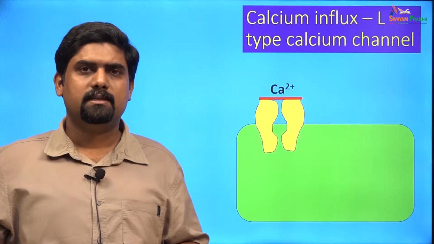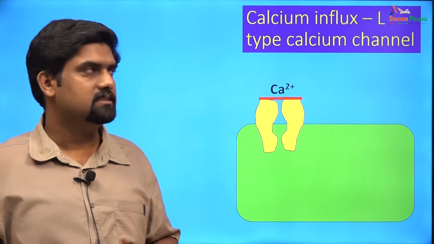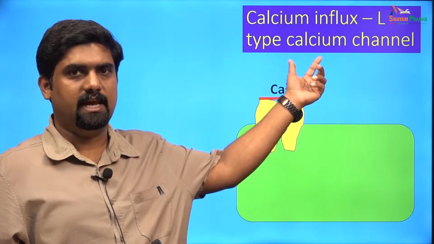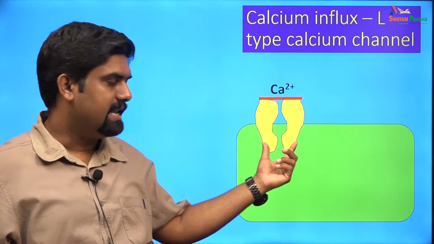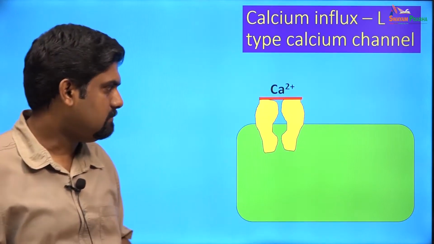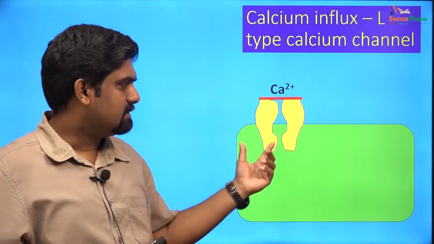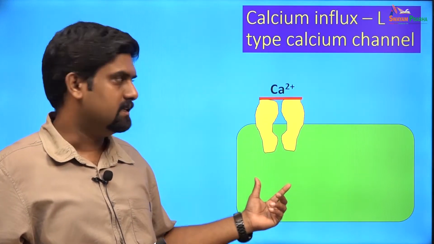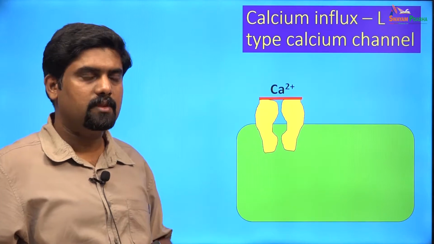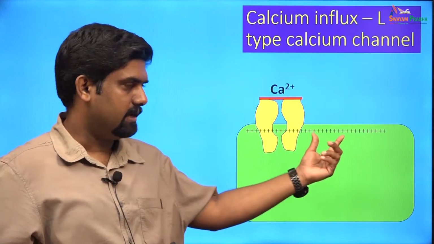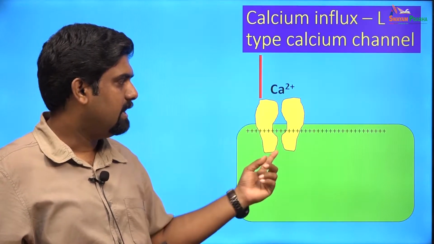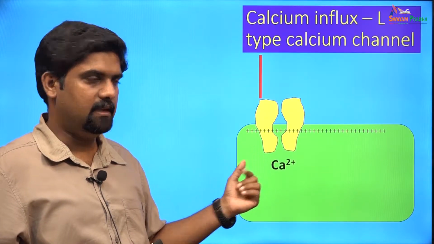Now one important calcium influx pathway for the cell is through the L-type calcium channel. This is a channel present on the cell membrane and it is a voltage gated channel. At rest, when the cell is at resting membrane potential, these channels are closed. But when the cell is depolarized, these channels open and allow the entry of calcium into the cell.